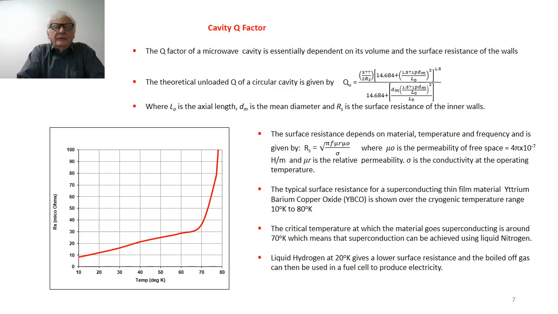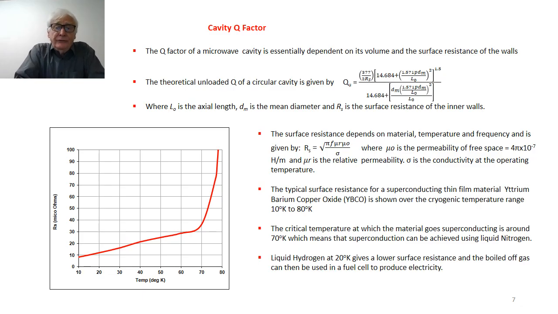And if you look at the equation for the theoretical unloaded Q of a circular cavity, you can see it's a somewhat complex empirical equation, but if you look at the first term, which is 377 divided by 2RS, you can see clearly that the Q is going to be inversely proportional to RS, which is the resistance of the walls.